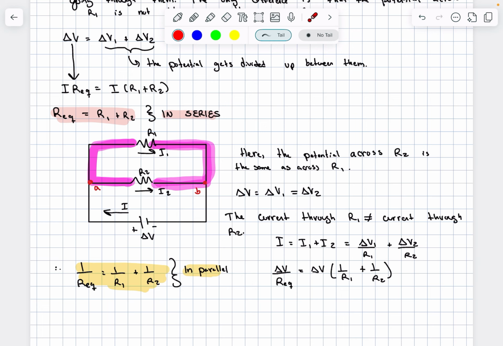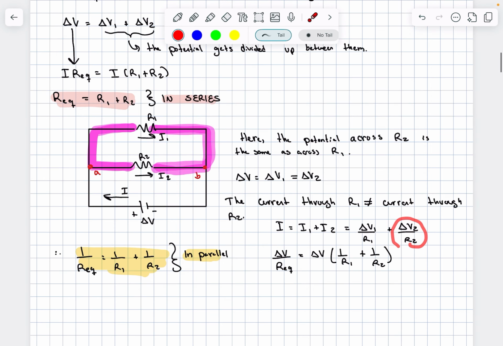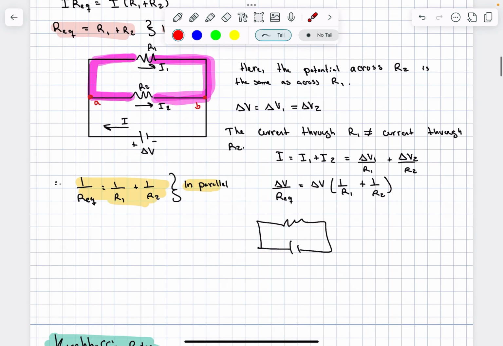Using Ohm's law, we have delta V1 divided by R1 and delta V2 divided by R2. If we were to combine these into an equivalent resistor, we would say that that's equal to delta V, because there's a certain potential here that we already know, divided by R equivalent, and that is going to be equal to delta V times 1 over R1 plus 1 over R2. It's literally just this equation here. That means that 1 over R equivalent is equal to 1 over R1 plus 1 over R2.